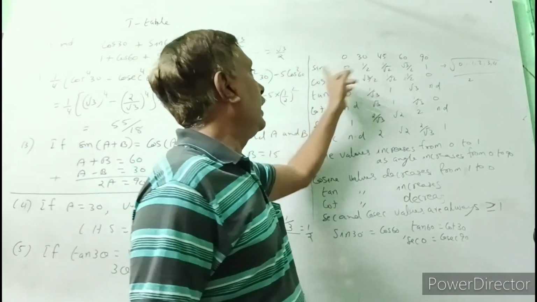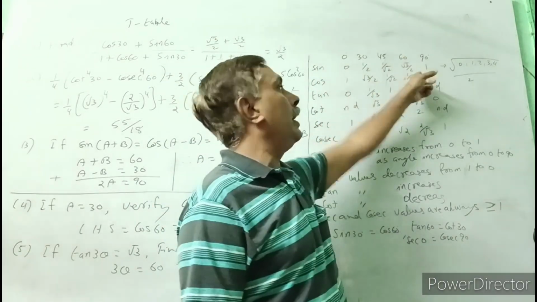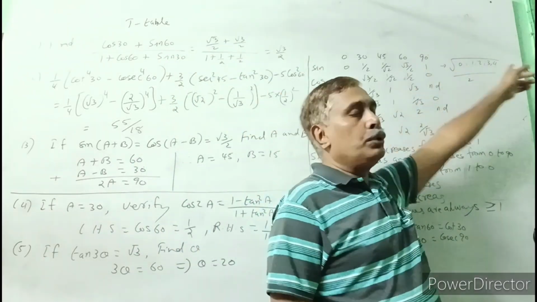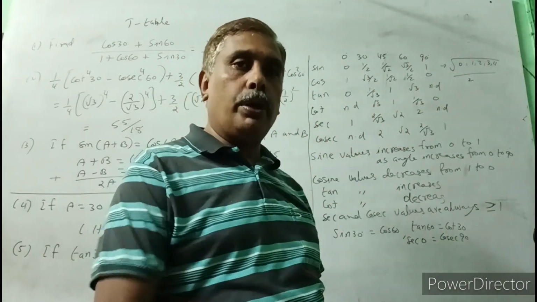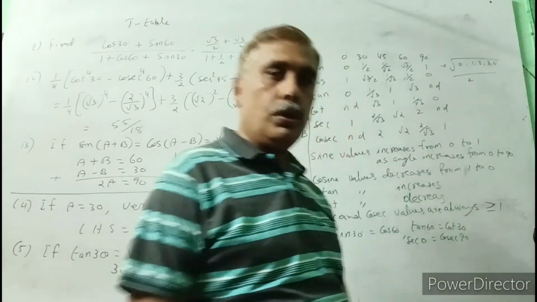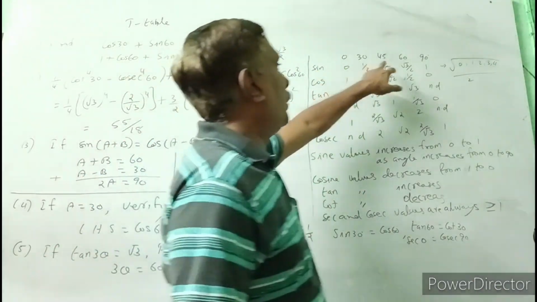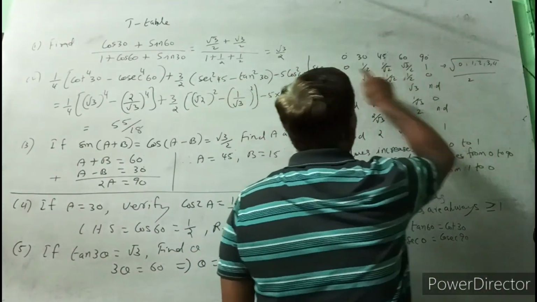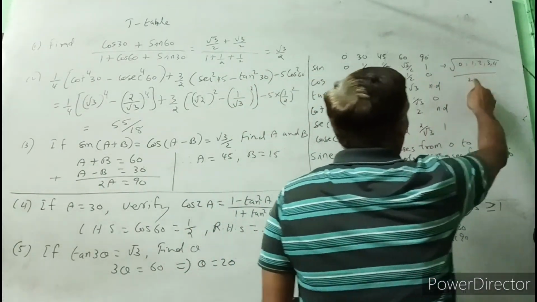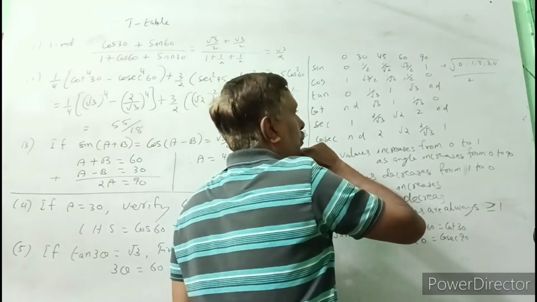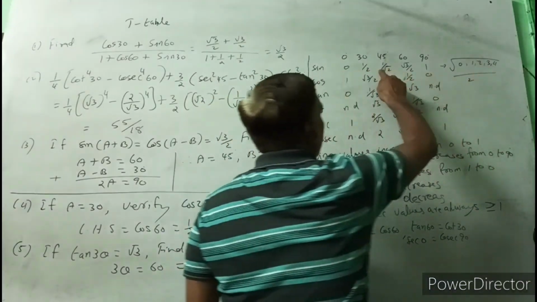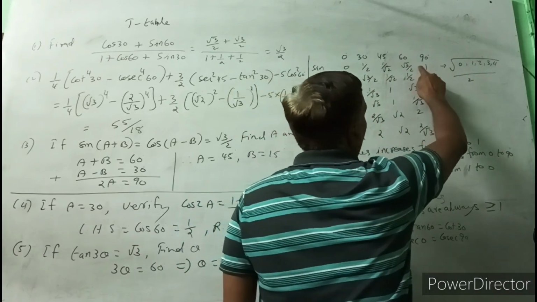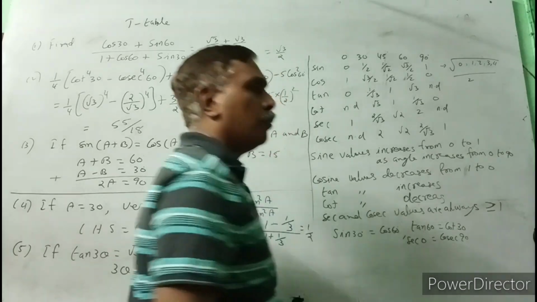Sin 0, sin 30, sin 45, sin 60, sin 90. These values have a particular relation. Take 0, 1, 2, 3, 4 continuously, take their square roots and divide by 2. You will get 0, 1 by 2, 1 by root 2, root 3 by 2, 1. You can check it. Root 0 is 0, 0 upon 2 is 0. Root 1 is 1, so 1 by 2. Root 2 upon 2 is 1 upon root 2. Similarly, root 3 upon 2 is written there. Similarly, root 4 is 2, 2 upon 2 is 1.